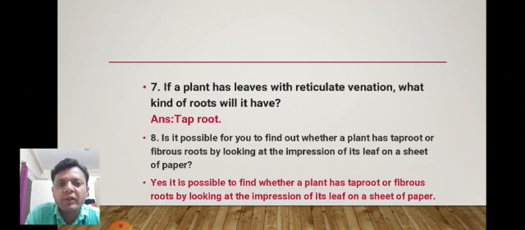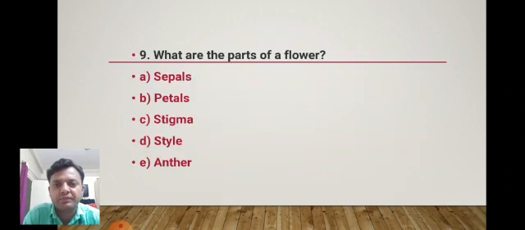Number 8. Is it possible for you to find out whether a plant has taproot or fibrous root by looking at the impression of its leaf on a sheet of paper? Yes, it is possible to find whether the plant has taproot or fibrous root by looking at the impression of its leaf on the sheet of paper. Definitely we can identify whether it has taproot or fibrous root.